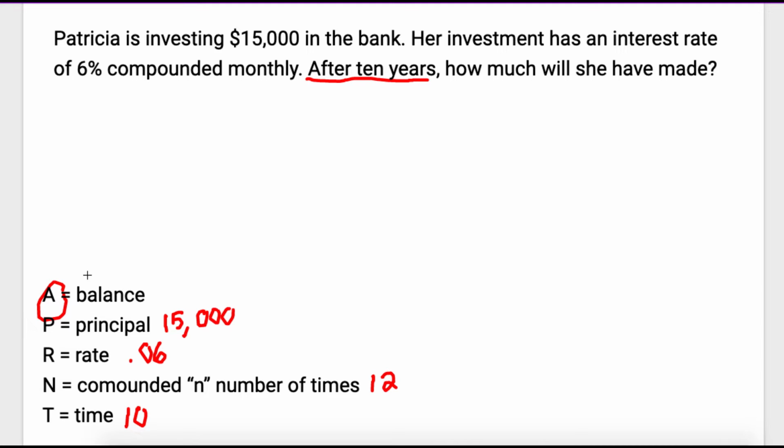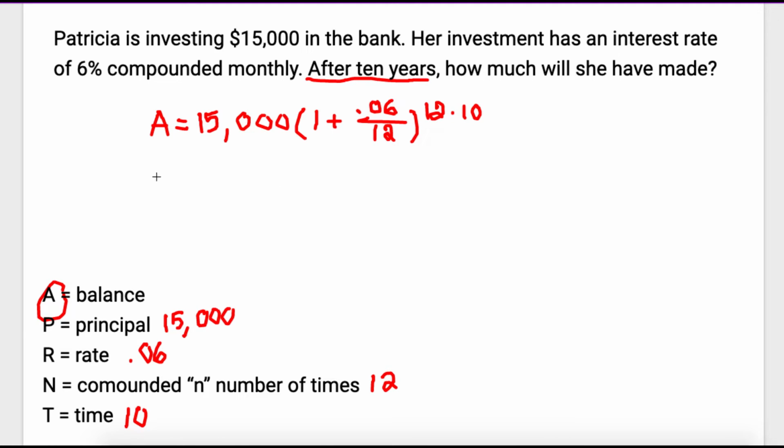So by following the formula, we can write the following. A equals 15,000 in parentheses 1 plus 0.06 over 12 raised to 12 times 10. So when we do this equation, we would get in the parentheses 1.005 and raise it to 120.